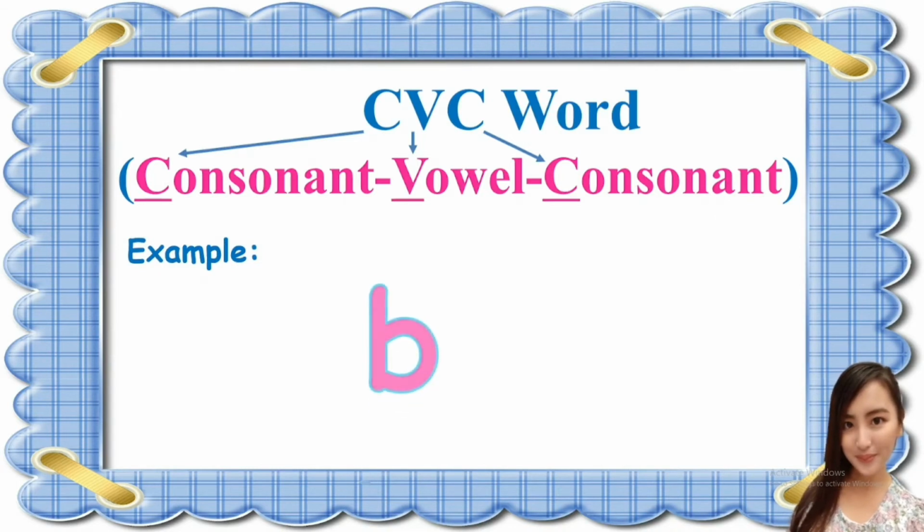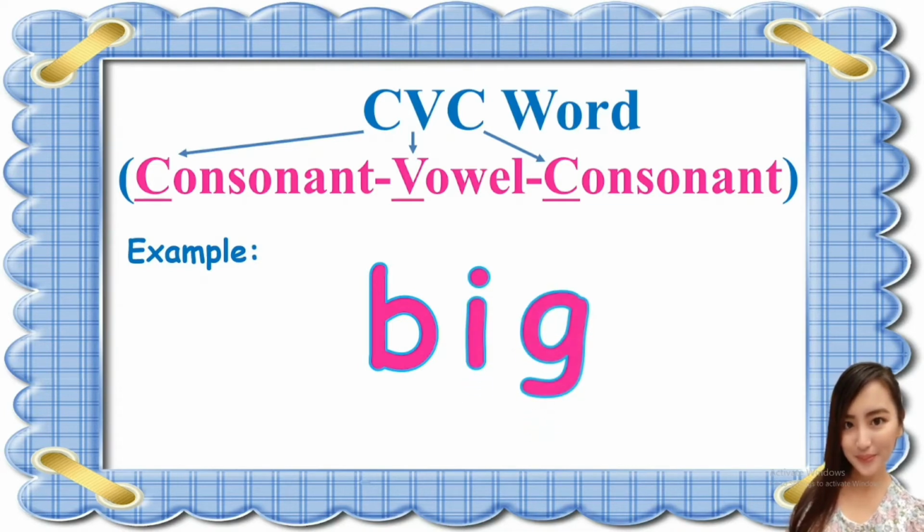Okay, for example, B, I, G, big. This is a CVC word because B is a consonant, I is a vowel, and G is a consonant. Big, B-I-G. So big is a CVC word.